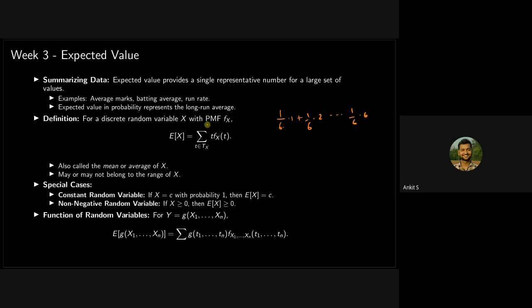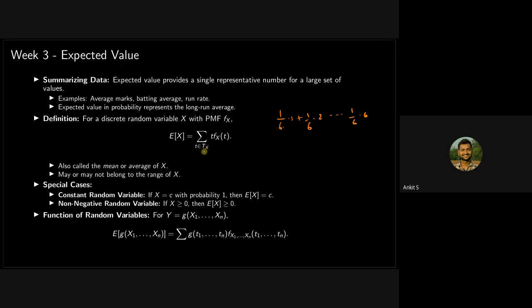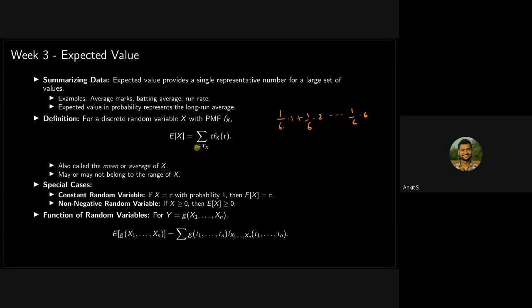So what you need to do? What is T_X? T_X is the range of all the values that X can take. So you have to take every t in the range of X, and you multiply it with the corresponding probability with which this value is taken, and you add up all of them. That is how you calculate the expected value. Okay. So these are some special examples that are just given for your reference.